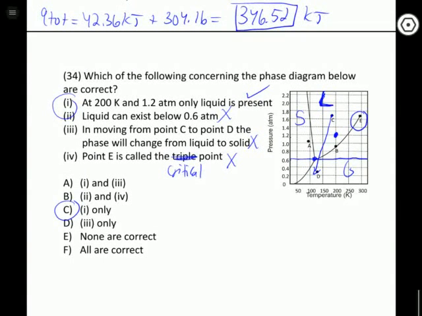How is number 3 incorrect? From C to D is in... Oh, no. Sorry. Liquid to gas. That'd be liquid to gas.